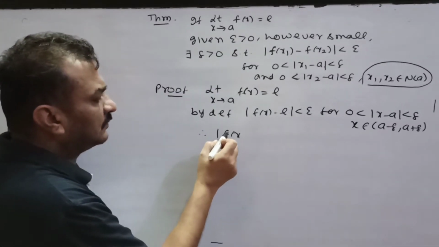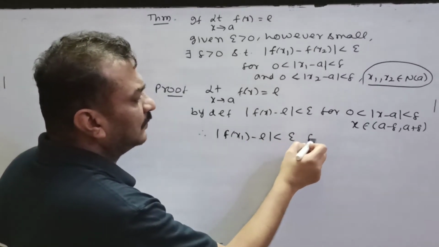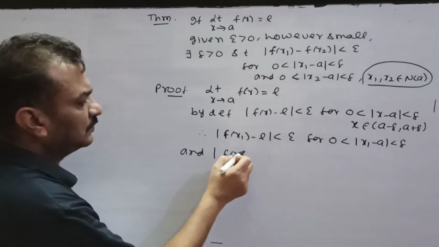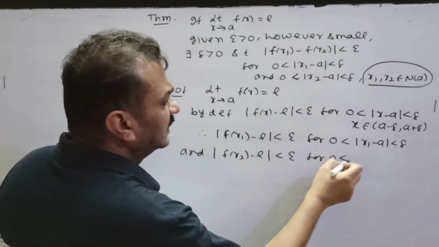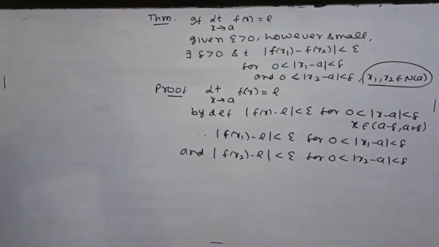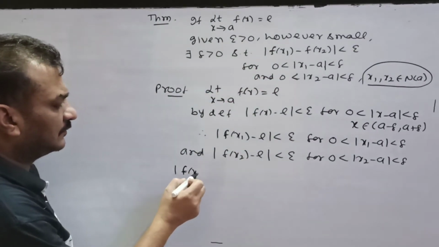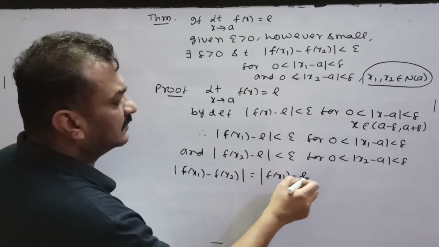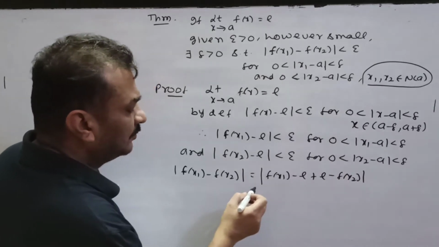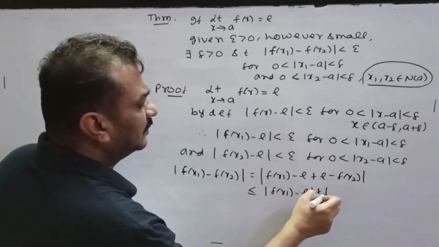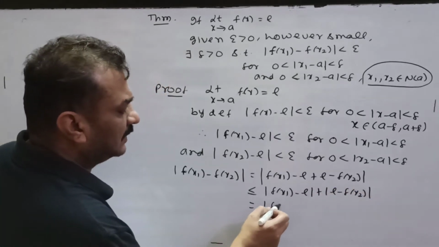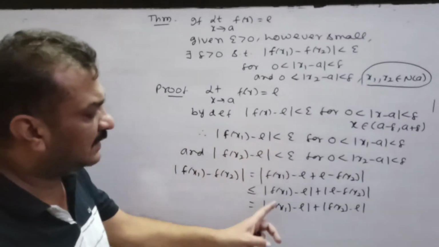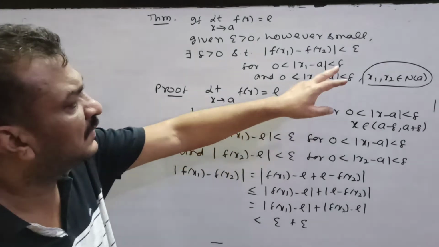So we write |f(x1) - L| < epsilon for 0 < |x1 - a| < delta and |f(x2) - L| < epsilon for 0 < |x2 - a| < delta. Now f(x1) - f(x2): we add and subtract L. By the triangular inequality, |f(x1) - L + L - f(x2)| is at most |f(x1) - L| + |f(x2) - L|. Each is less than epsilon, and we need to prove the total is less than epsilon.